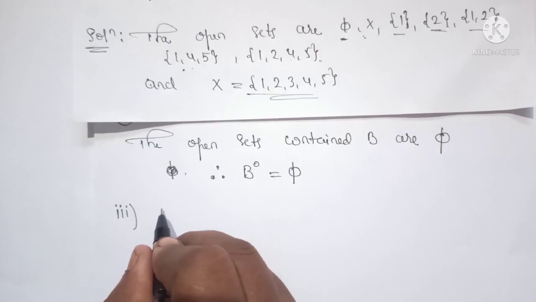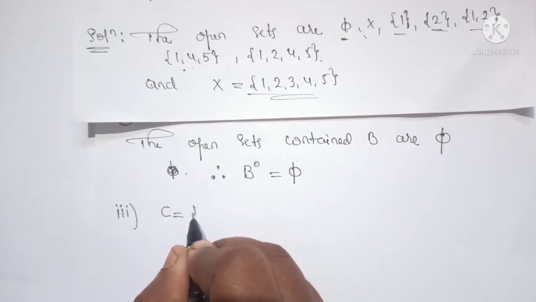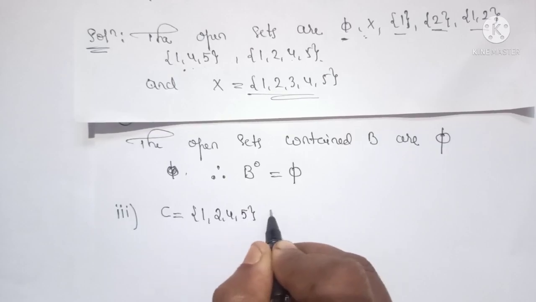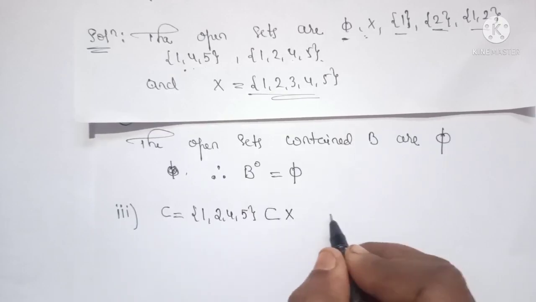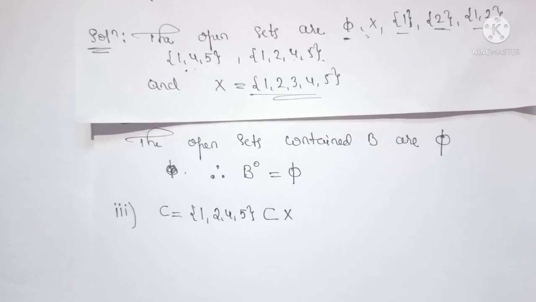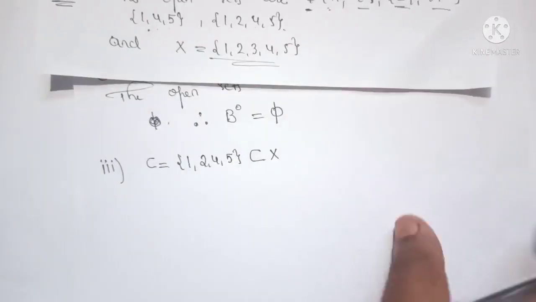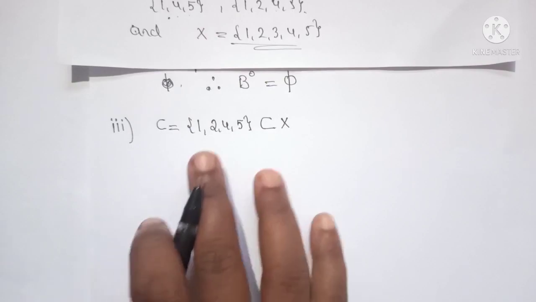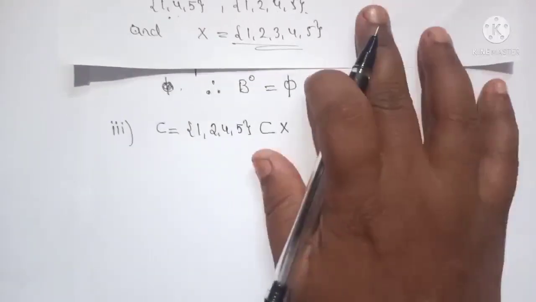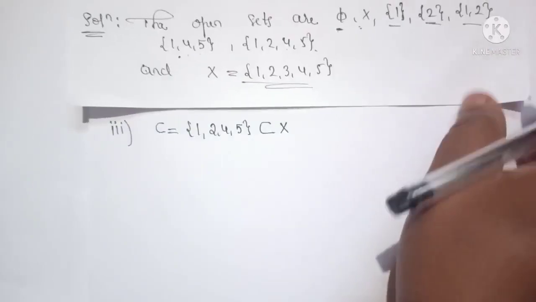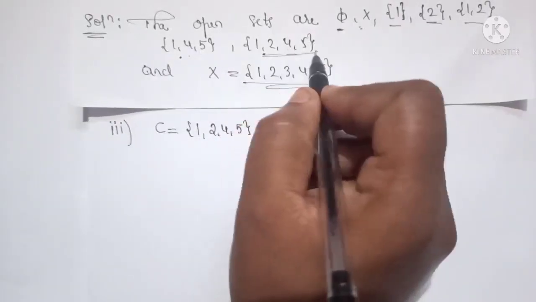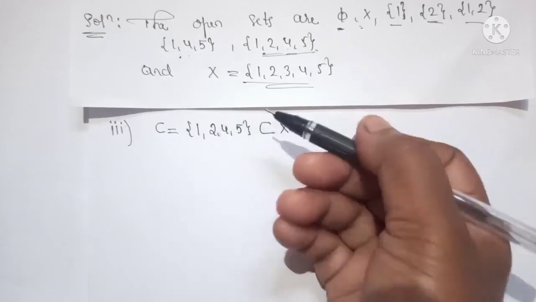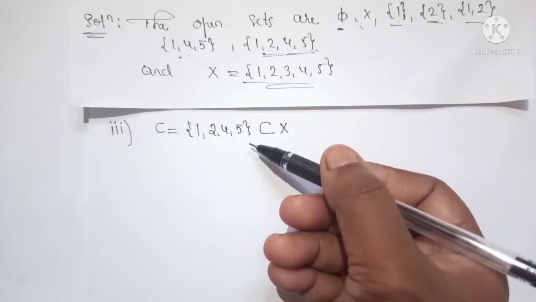Next, come to the third one. The third subset is given by C is equal to 1 comma 2 comma 4 comma 5, which is a subset of X. Then find C interior. For that, you can observe that this C itself is an open set, because it belongs to the topology. So it is an open set. Here we need to find its interior.